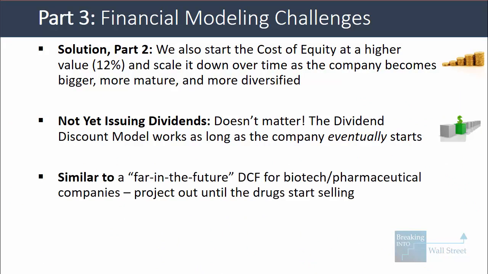It's sort of like how if you have a pharmaceutical or biotech company, they may not be making any money right now, but as long as they start selling that drug in the future and you project out far enough to get to that stage, you will be able to still use some type of DCF analysis. It may not be quite as valid as it is for normal established companies, but you can still create something there.